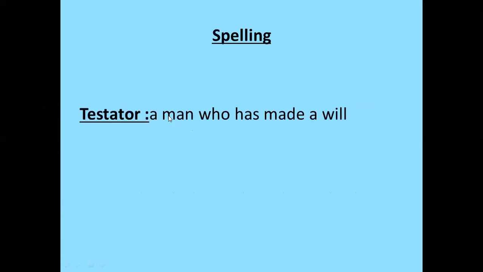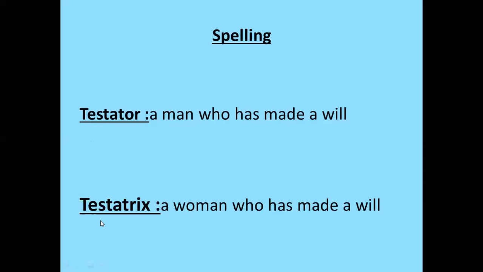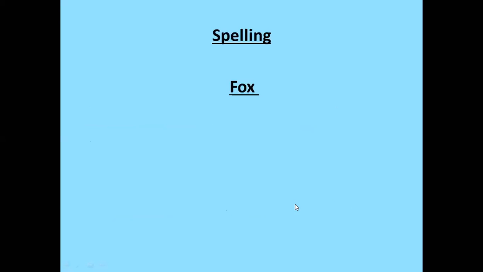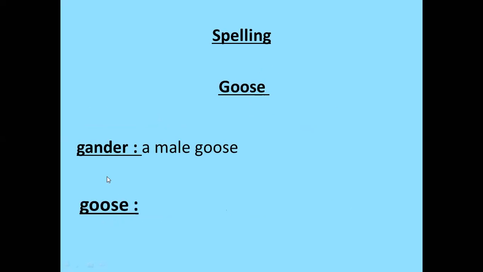Testator, this is the man who has made a will. If a man, before he dies, made a will, he is called testator. Testatrix, this is the woman who has made a will. A fox, this is the name of the animal and the same for the masculine, fox. And vixen, this is the female. Goose, this is the name of the animal and the same for the female, but the male is gander.